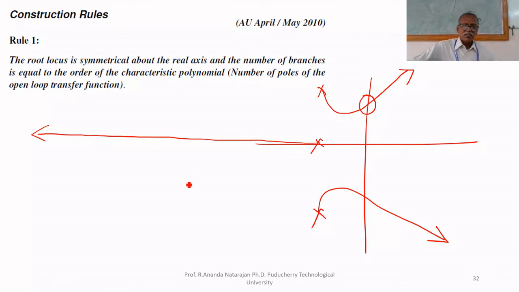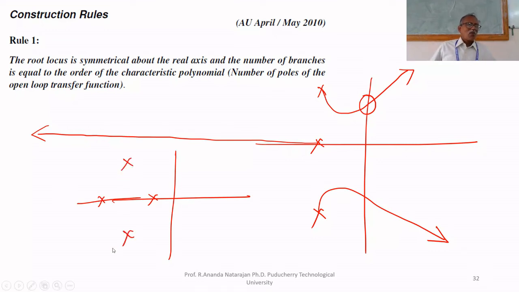Fourth order, suppose I am having a fourth order system. Two poles are here, another two poles are here. What is the locus of poles? For each value of K, I have to calculate the poles and plot them. Is it possible? No. That's why there is a procedure to draw the rough root locus.